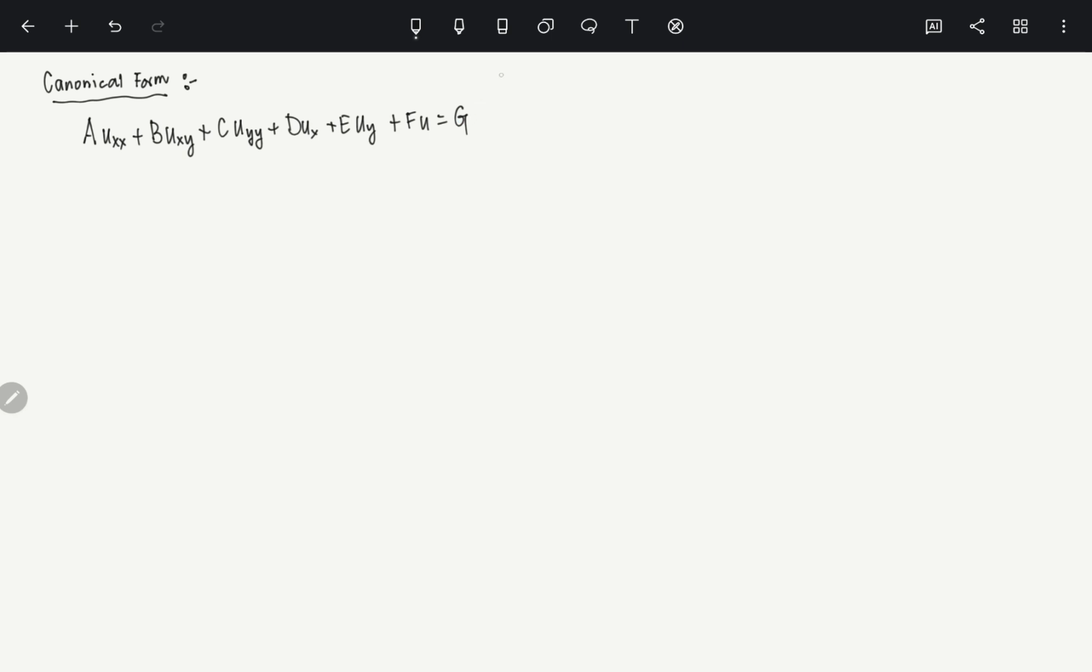Of course, g can be 0. That's not a problem. If you want, you can just put it to be 0 or put it to be g. It does not really matter. Now the point is this.